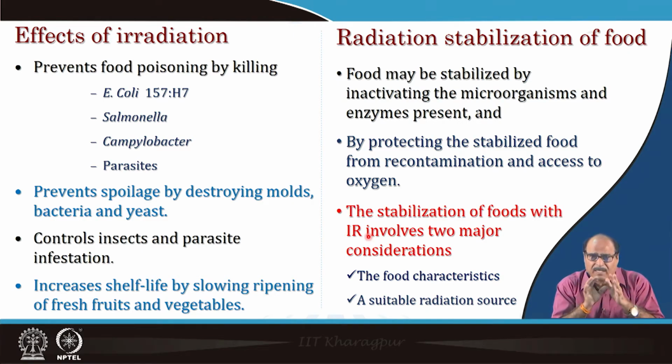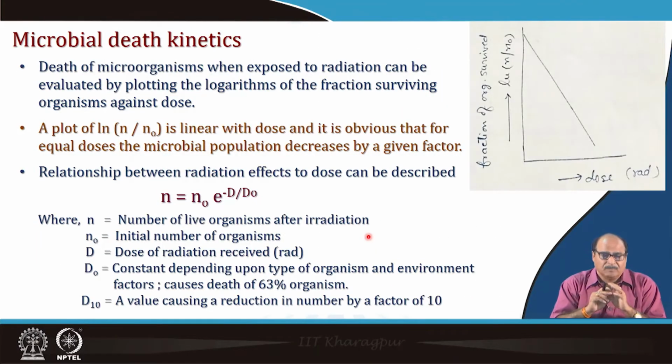But food characteristics, its components, pH, etc., will decide how much ionizing radiation, how much energy, is required to be given. And then secondly, you should have a suitable source to produce that radiation. Okay. So, depending upon the food characteristics, obviously the microbial death kinetics also becomes an important factor.